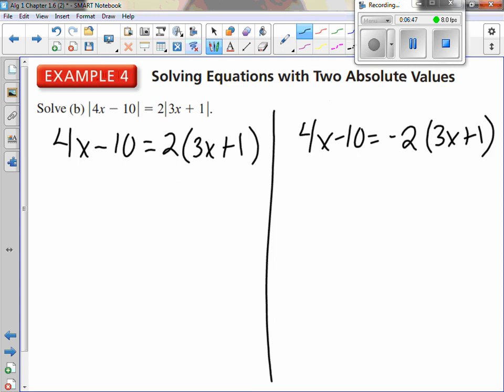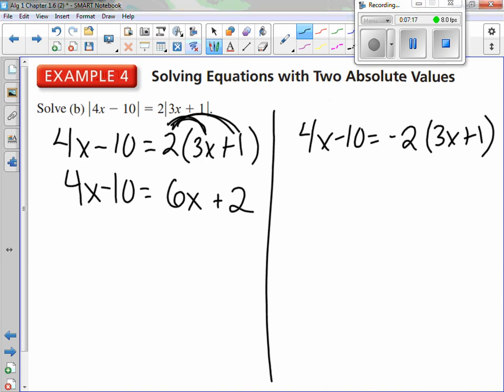Yeah. We need to distribute the 2. We need to multiply through by 2. The 4x minus 10 isn't going to change. But here, 2 times 3x would be 6x, and 2 times 1 is going to be plus 2, because we multiply through by the 2. 2 times 3 is going to give us 6. 2 times 1 is going to give us 2. Any questions on this here?